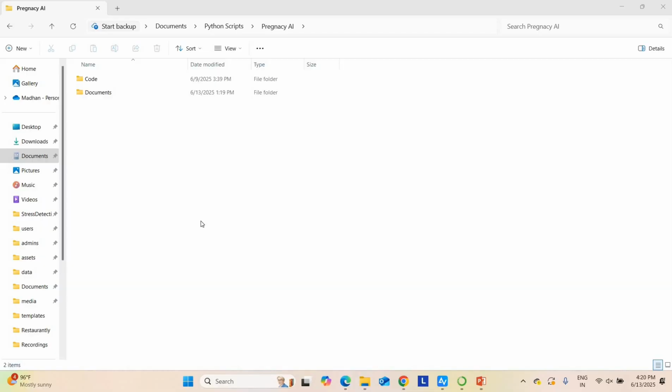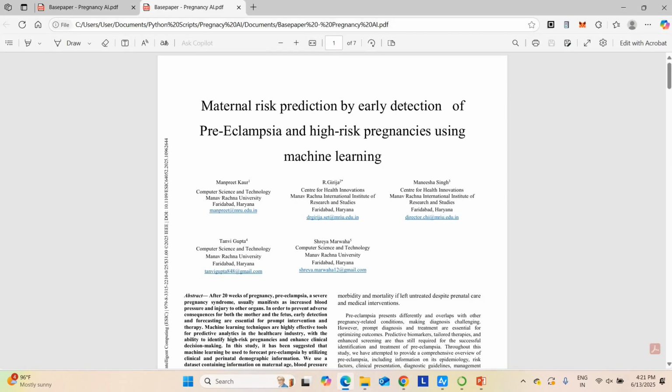So let me move on to the project explanation. Before that, we have to see the project base paper, from where we got this idea. The base paper is named Maternal Risk Prediction by Early Detection of Preeclampsia and High Risk Pregnancies using Machine Learning. Basically, they are predicting high risk pregnancies at an early stage. By predicting this early, we can avoid death, and also pre-plan the treatment for the pregnant woman.